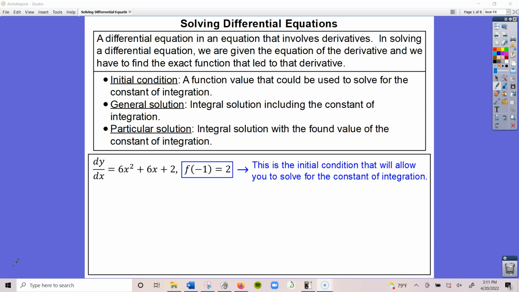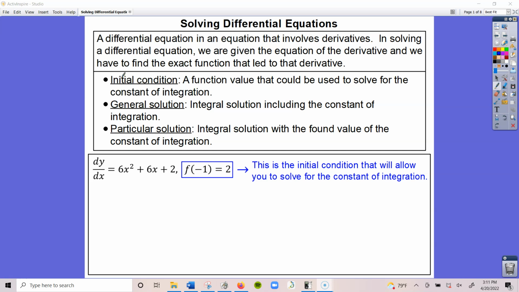Hello everyone. Today we're going to learn how to solve a differential equation. A differential equation is any equation that involves derivatives. When we are solving a differential equation, what we are given is the equation of the derivative, and we have to find the exact function that led to that derivative.